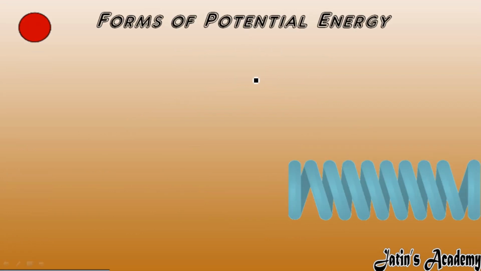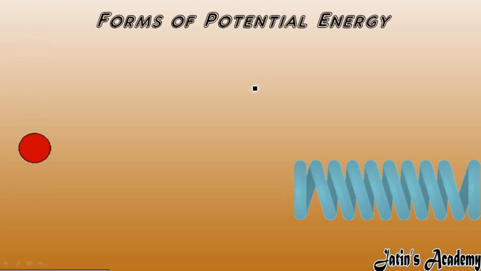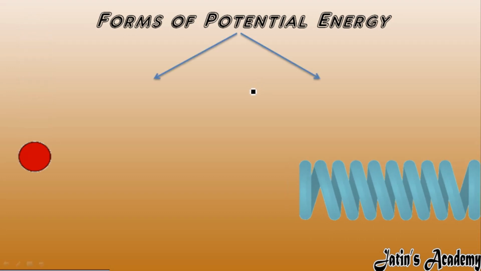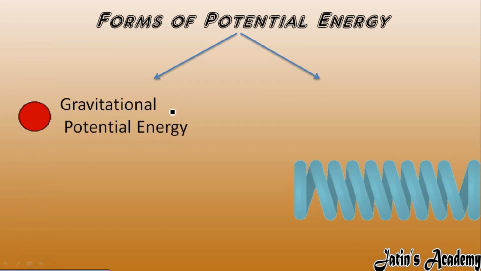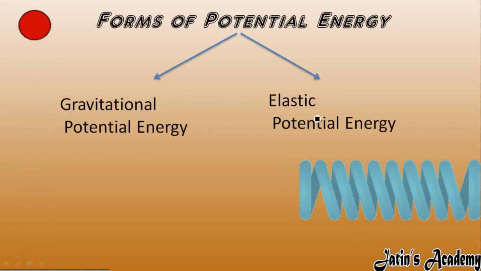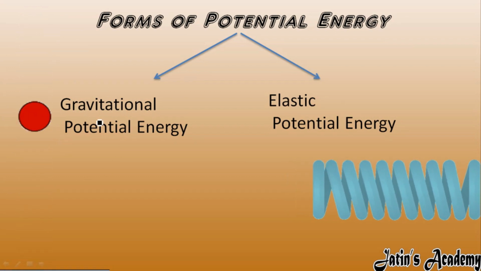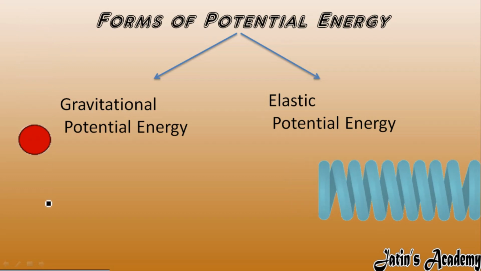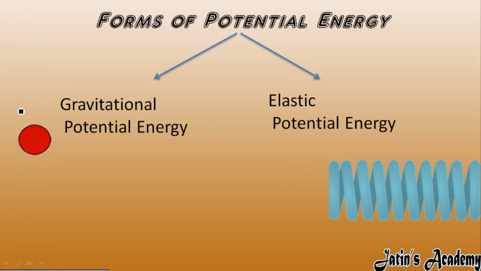Next we have to see forms of potential energy. First we have seen mechanical energy is of two types, potential and kinetic. Now potential is further divided into two types. First we have gravitational potential energy and second we have elastic potential energy. What does gravitational potential energy mean? Gravitational means related to gravity. Each and every body is attracted toward the earth because of the force of attraction. So when it is moving away from earth, some form of energy is stored in the body. That energy is called gravitational potential energy.